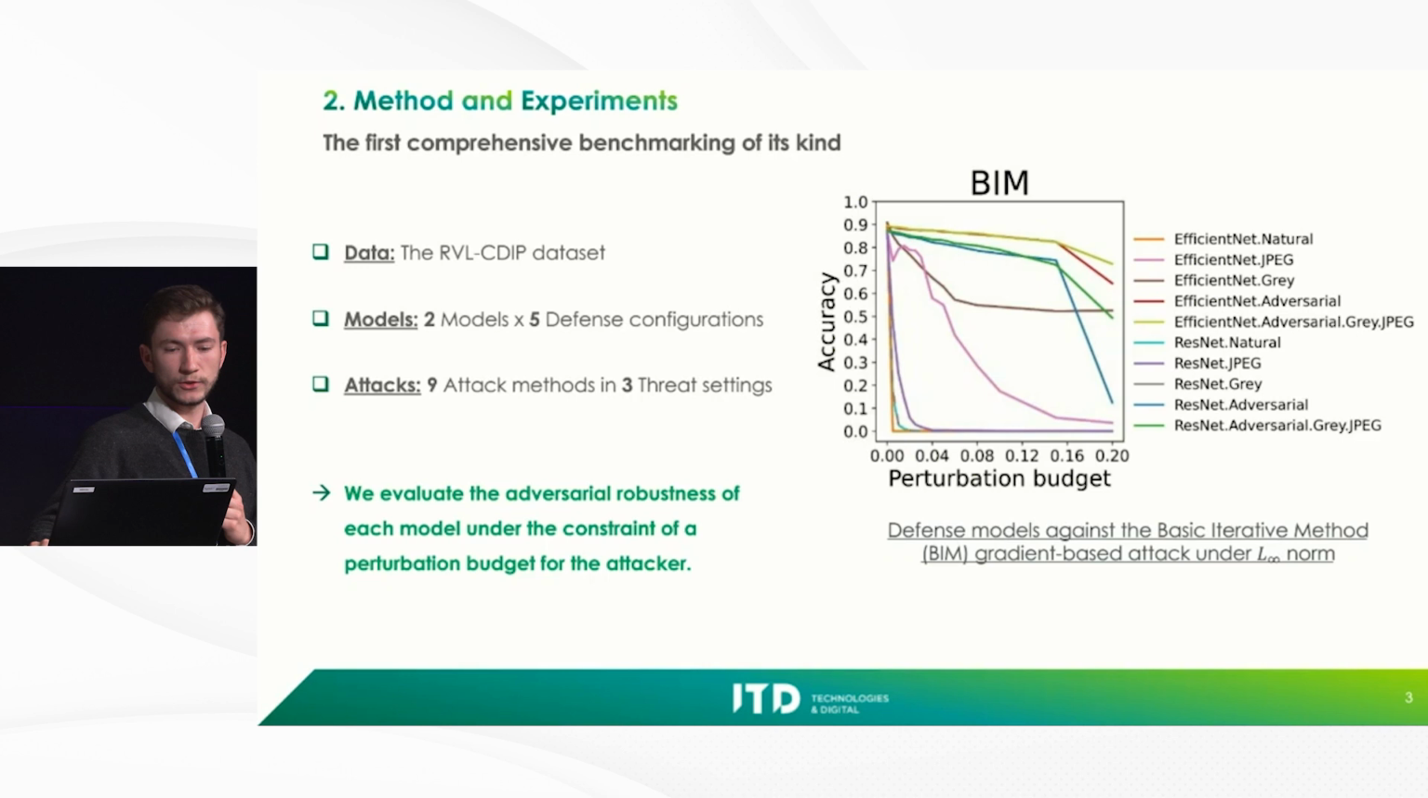So in this first comprehensive benchmark, we use an open source data set, the RVL CDIP data set, which is the most common one for this kind of task. We evaluate the robustness of two models in five different defense configurations. We implement 9 attacks in 3 different threat settings, and our objective is to draw these curves you can see, and I won't spoil anything, but some models are really not resilient to adversarial attacks. Other ones with better defenses are a lot more resilient.